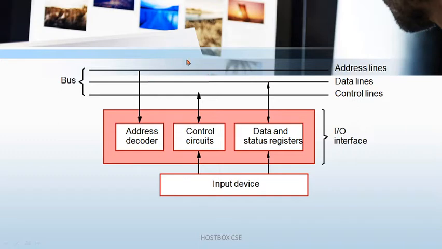At last there will be input devices. We can say keyboard or mouse, and one more is the monitor, the laptop screen where you can view the data. You are going to give some input and view the result on the output device. So everything happens with the help of the IO interface, and the IO interface has the concept of address decoder, control circuits, data and status registers. The buses I told you just now: address lines, data lines, control lines.